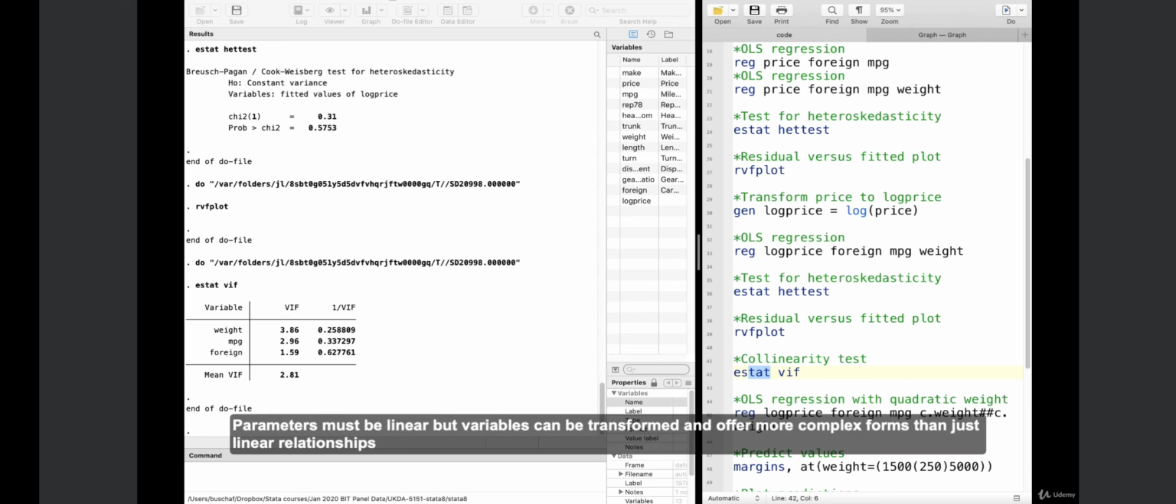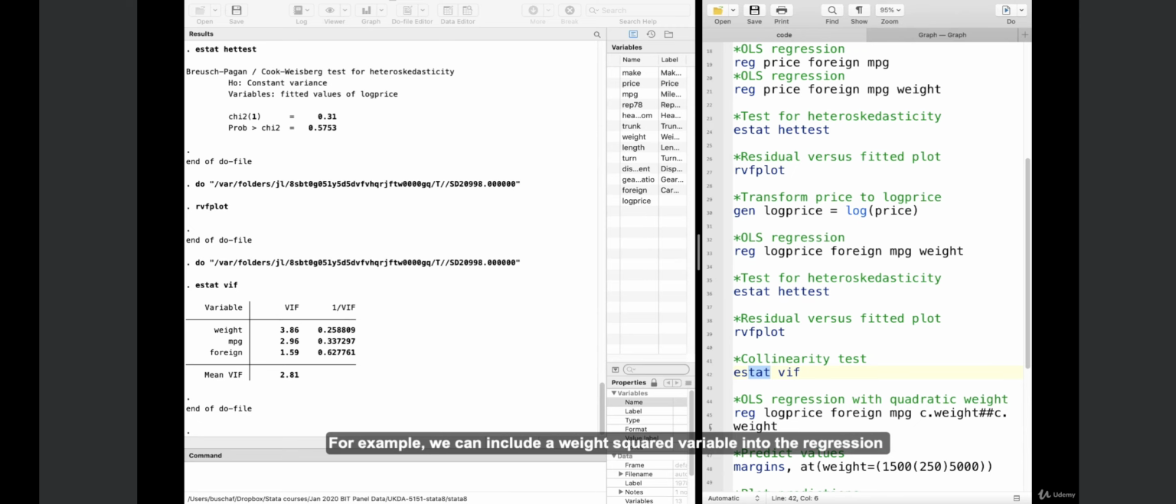Finally, we can also introduce more complicated functional forms. Parameters must be linear, but variables can be transformed and offer more complex forms than just linear relationships. For example, we can include a weight squared variable into the regression to allow a quadratic relationship to exist between log price and weight.